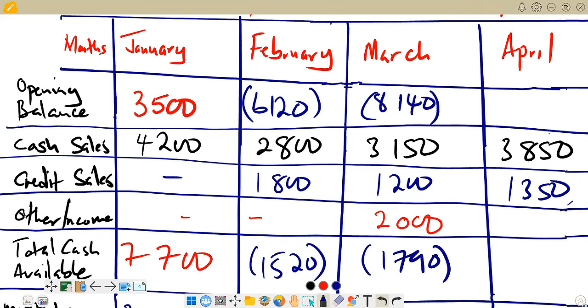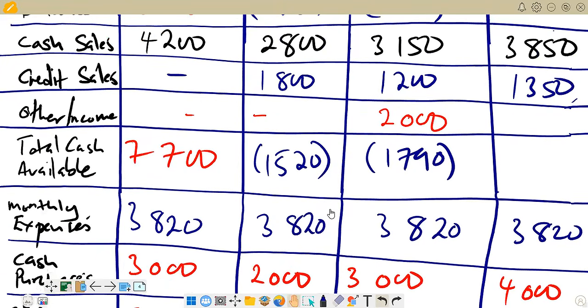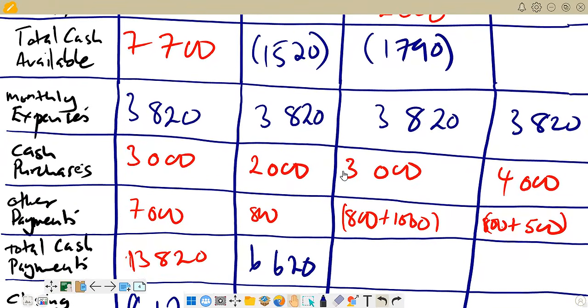Then we go down. Now we want total payments that we have. So for total payments, we are saying 3,820 plus 3,000 plus 800 plus 1,000. Then the figure that we get there is 8,620. So that's what we have there.